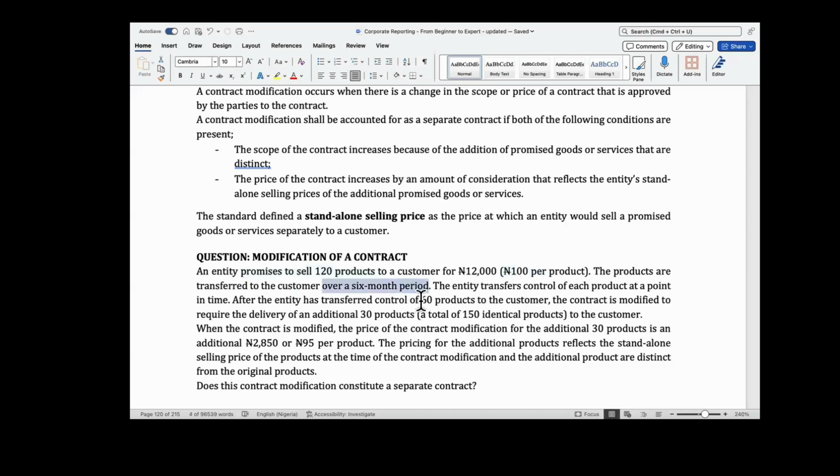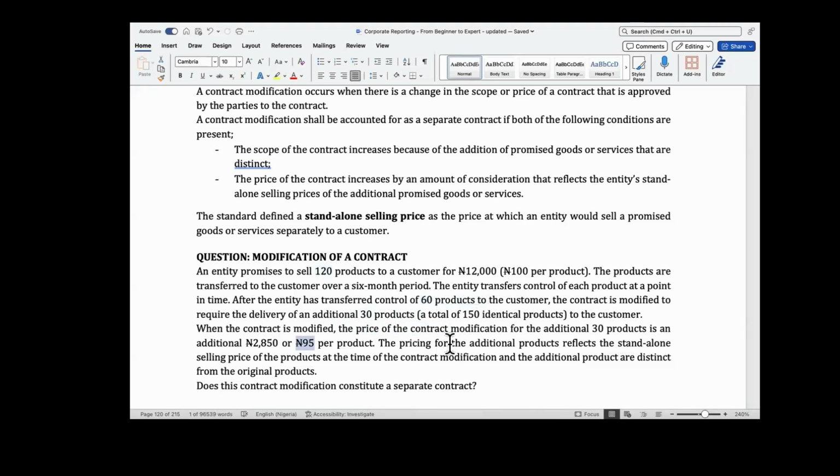So we transferred 60 first. Then the customer modified and says that he wants to expand the scope, that he wants more than 120, an additional 30, bringing the total to 150. They now say that the price for the additional 30 is 95 naira per product.